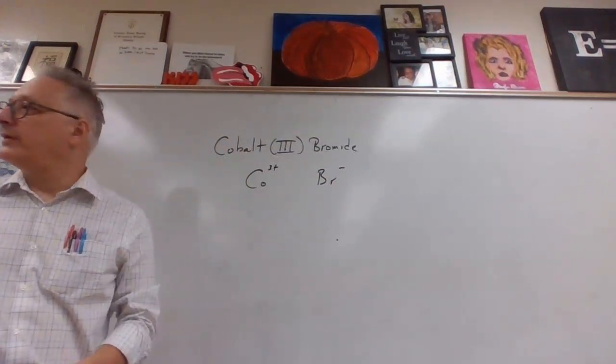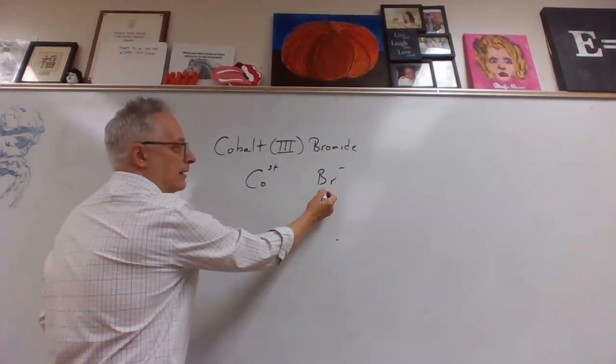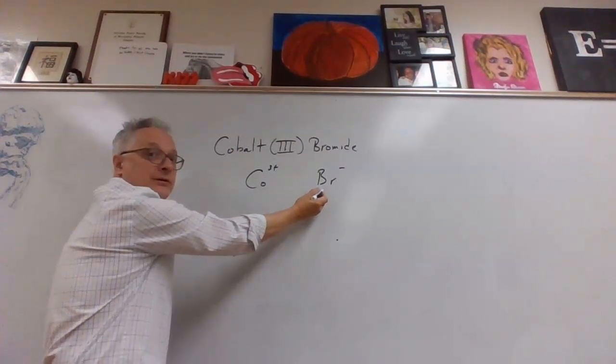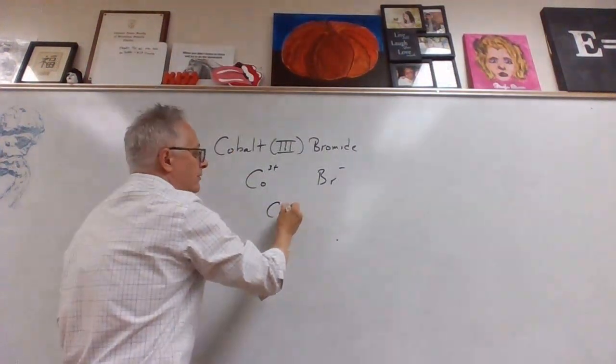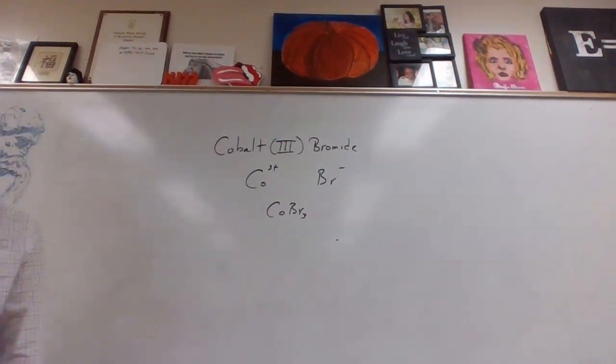So how can we write the formula? Well, how many of these do I need? Got to cancel a +3, so I need how many of those? 3. CoBr3. There's your formula.